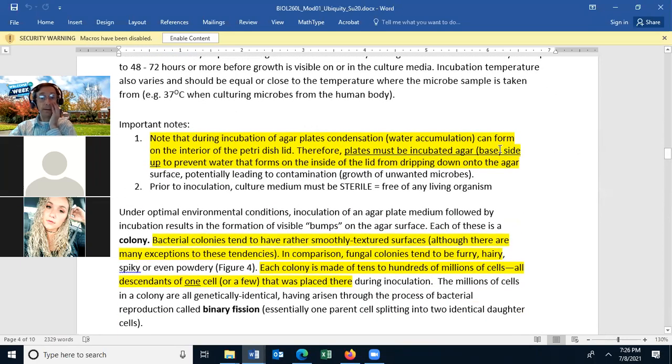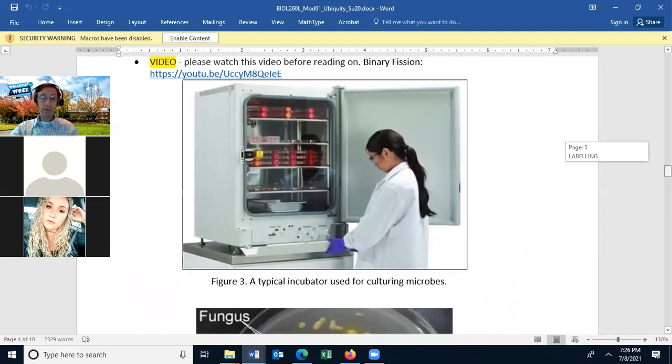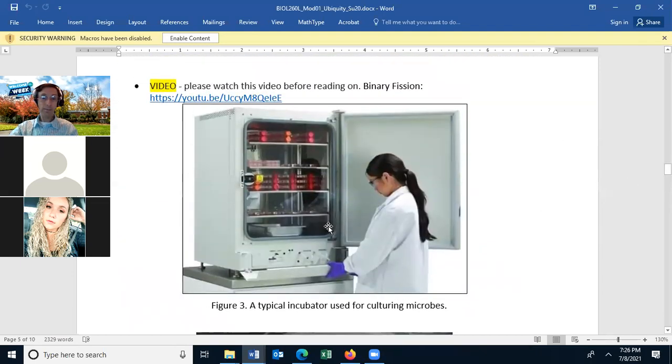All right, I talked about that. When we look at the bacteria colonies that grow on a plate, a solid plate, meaning solid agar, there will be differences. And you can look at those differences to compare what is a fungal colony from a bacterial colony. I've got a little picture of that here. Actually, that's a picture of an incubator. Somebody's growing cells in it. And there's a video you should watch on binary fission, how most microorganisms grow.